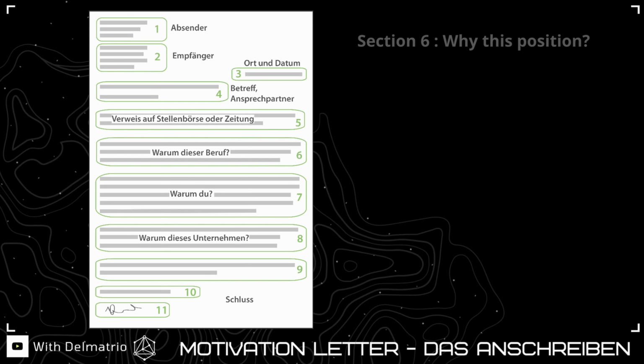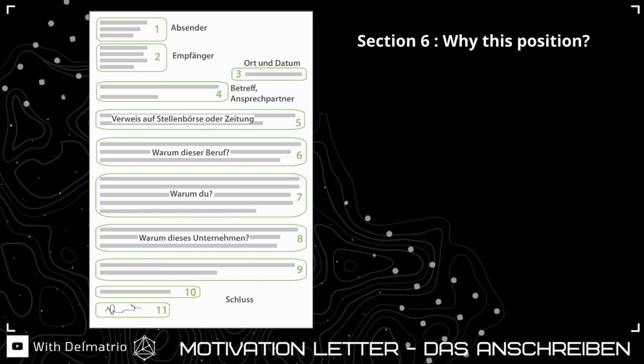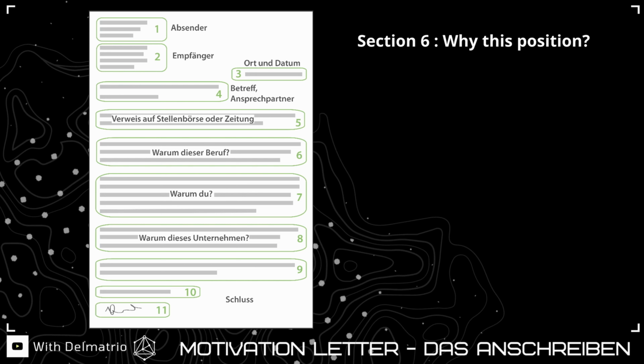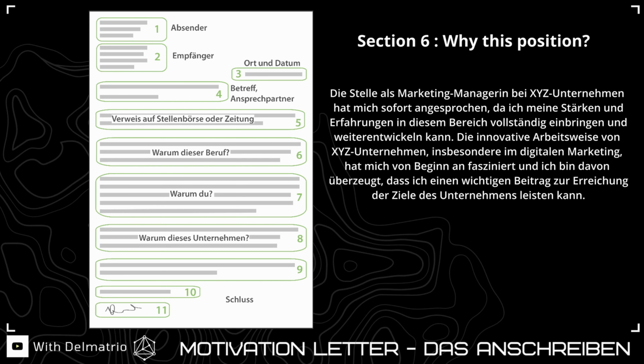Then comes the question, Warum diese Stelle? Why this position? This section is where you explain why you are interested in the specific position you are applying for. Here, you want to show that you have researched the company and understand the requirements and responsibility of the role. For example, you can write something like this, and the translation is: the position as marketing manager at XZ company immediately caught my attention because I can fully utilize and develop my strengths and experience in this area.